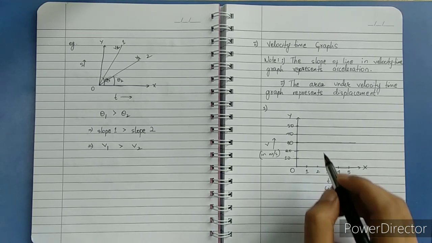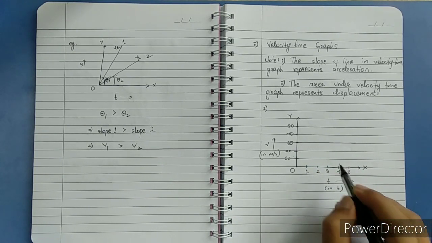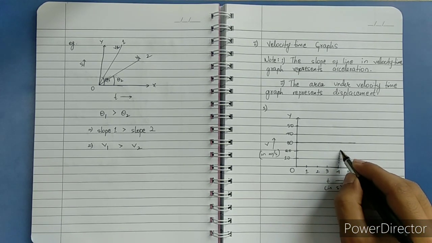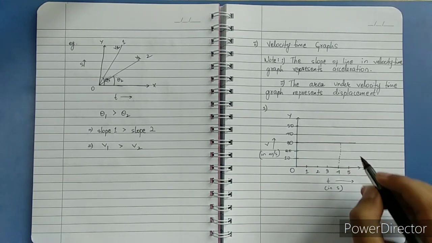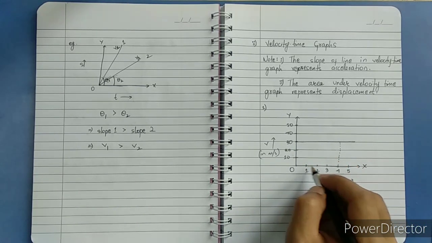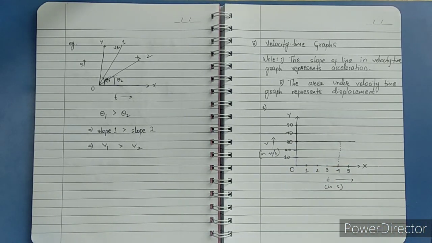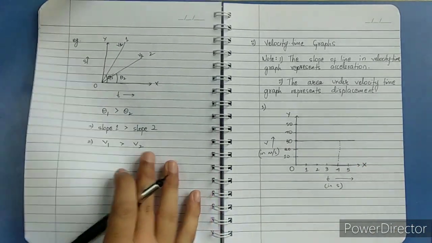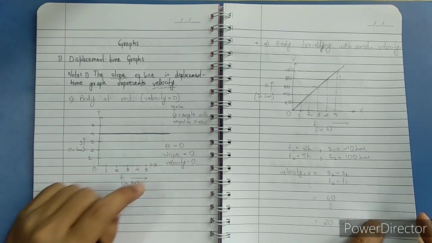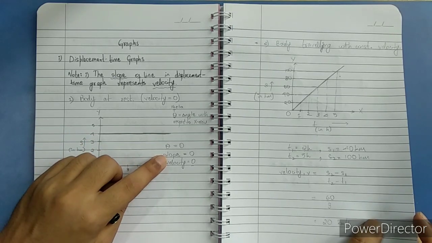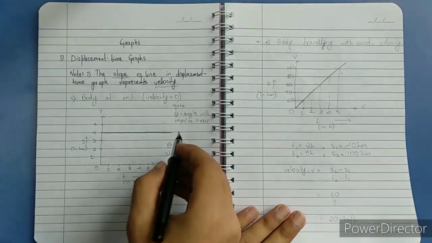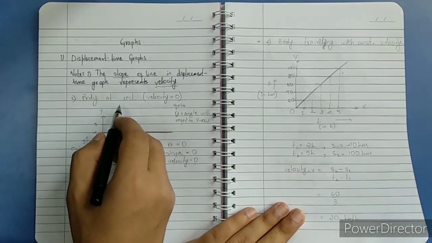In the second second, the velocity is again 30 meter per second. In the third second, again 30. In the fourth second, again 30. In the fifth second, again 30 meter per second. So here with changing time, velocity is constant. Like in the previous case, with changing time, displacement was constant. There the angle was 0, slope was 0 and velocity became 0. There displacement was constant and the body was at rest.